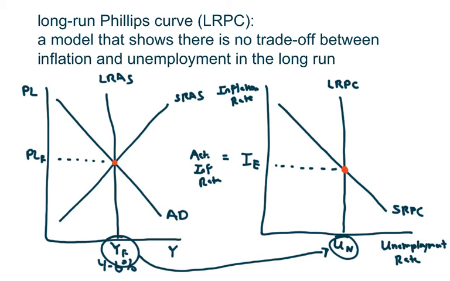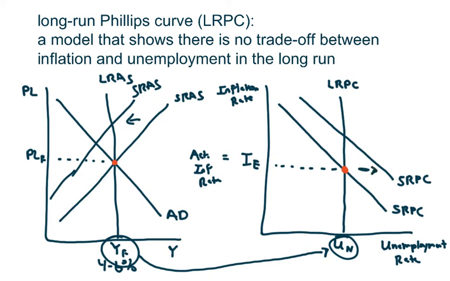So if SRPC were to shift, for example, if we move SRAS, we can just kind of play around with this. If we move SRAS to the left, we know from the last video that would move SRPC to the right, because now we have more inflation and more unemployment, stagflation. We notice here that's just going to move us along the Phillips curve, right? So now we're at this green point here, and this is a new IE. So notice that the expected inflation rate will change, but the natural rate of unemployment stays the same, right? So anytime you move the short run Phillips curve, you're just going to move along the long run Phillips curve.